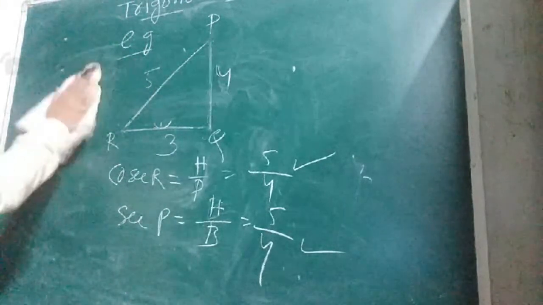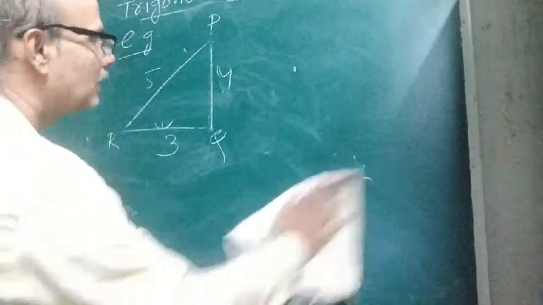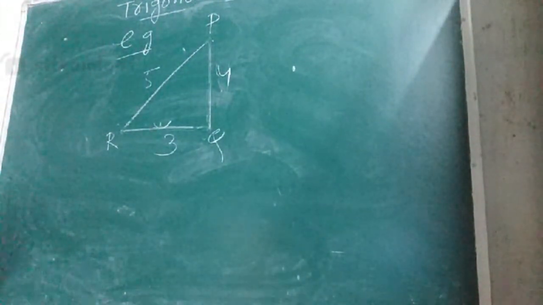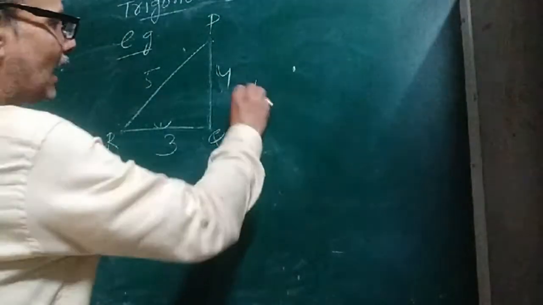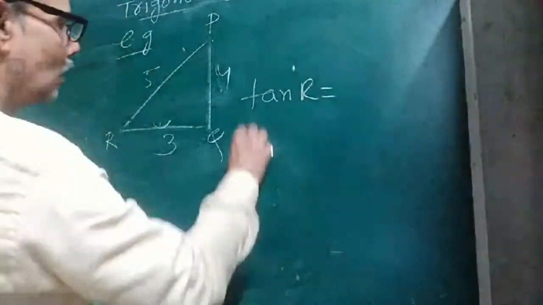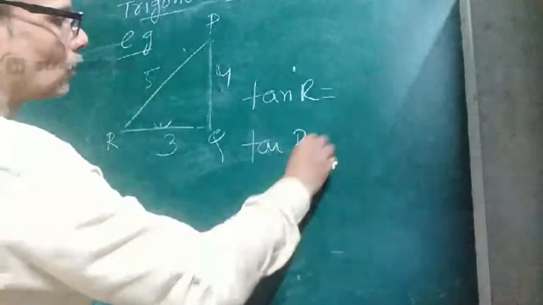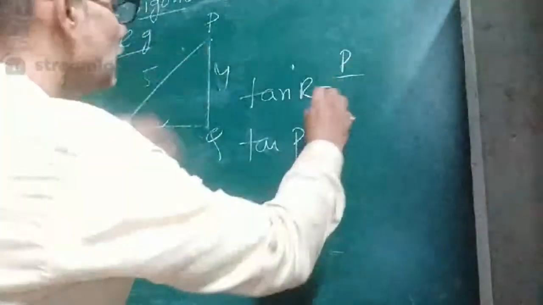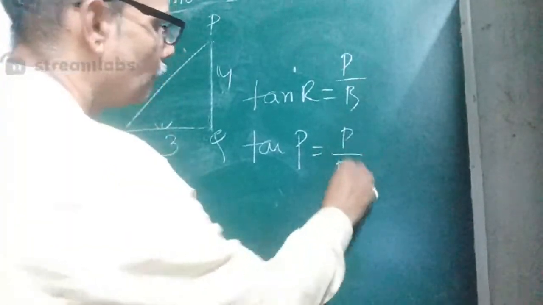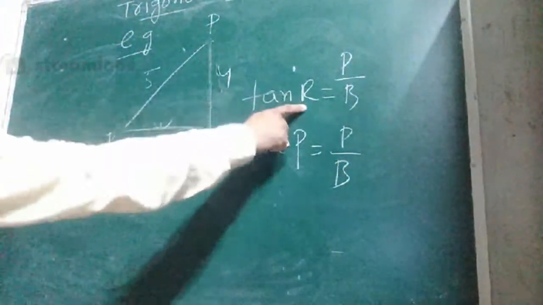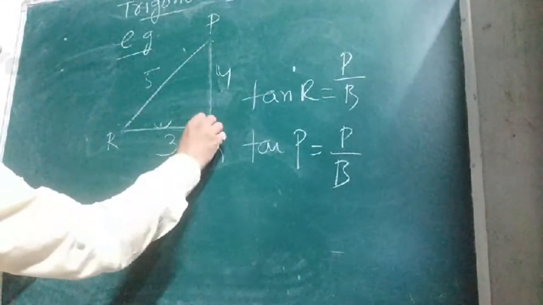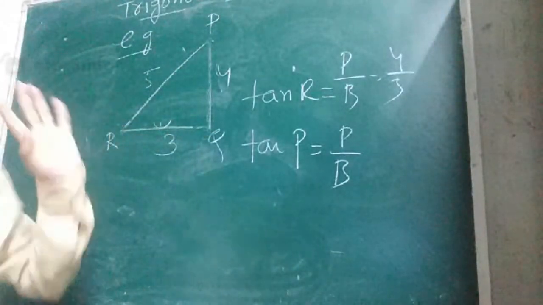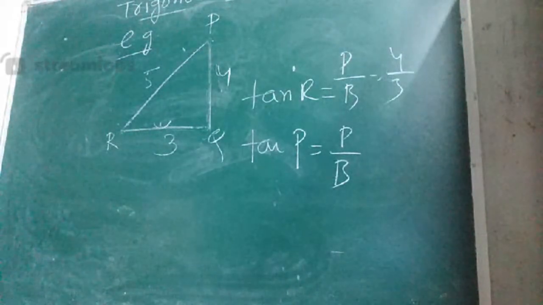Once again, I am giving you another example. I am giving this example because until you understand this, you will not understand further. If someone asks you what is tan R and what is tan P, you know the formula of tan is P by B, I have written it everywhere, no issue. But for R, base is this and perpendicular is this. Then for P, base is this, perpendicular is this. Only that much is required to be understood.